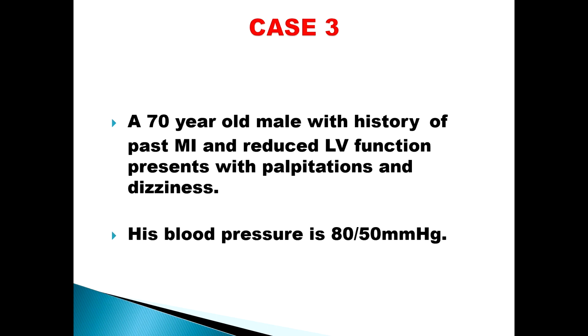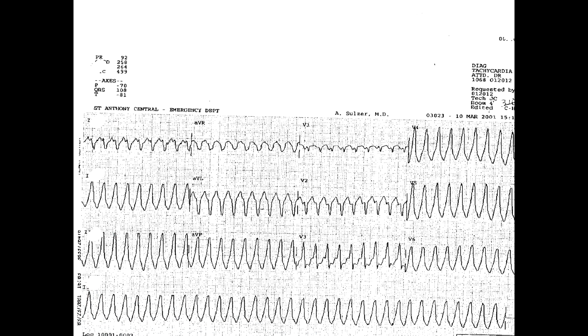Case 3. A 70-year-old male with a history of past MI and reduced LV function. History is very important. Patient with palpitation and dizziness, and presentation blood pressure is 80/50 mmHg. Tell me what is the diagnosis? Rhythm is regular or irregular? QRS is wide or narrow? Wide. Then what should be the first diagnosis? Ventricular tachycardia, because history of myocardial infarction, hypotension is there, then for all practical purposes, this is wide QRS tachycardia.